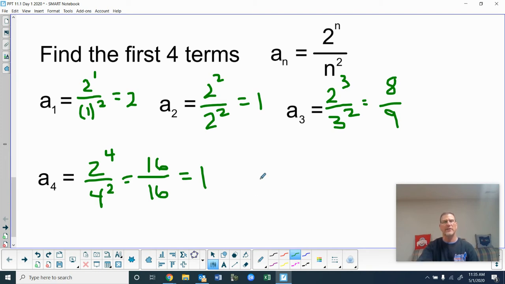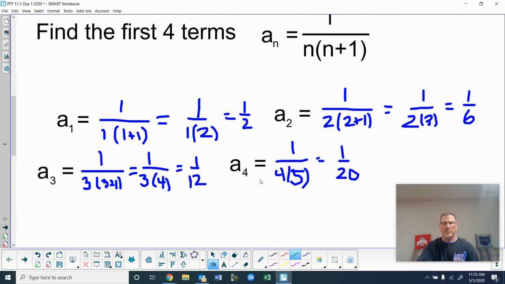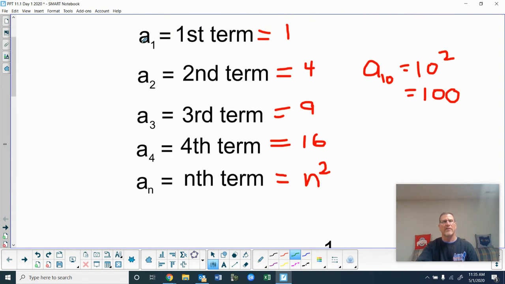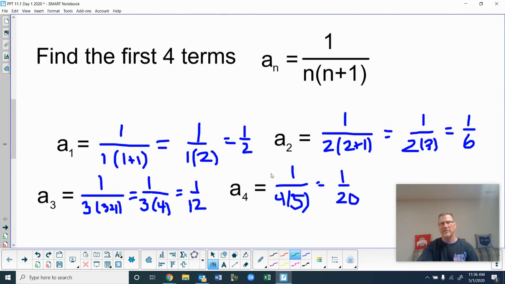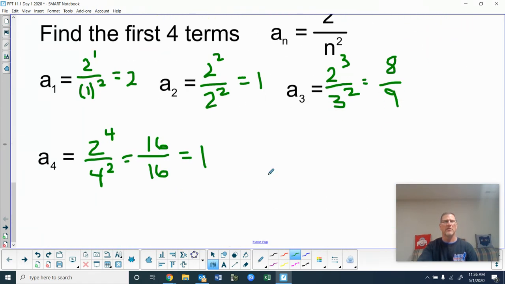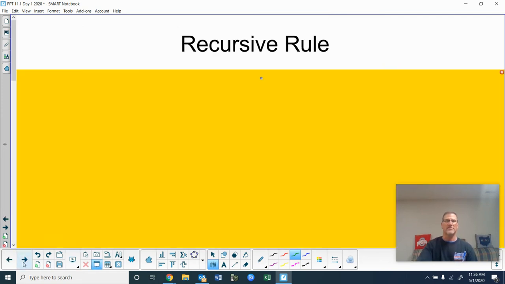So again, all we're doing is we're going to substitute 1 in for n on the first term, 2 in for n on the second, 3 in for n, and so on. All right, very, very simple. Piece of cake. Now here's another way to figure out sequences. So there's what we call a recursive rule, a little bit different.